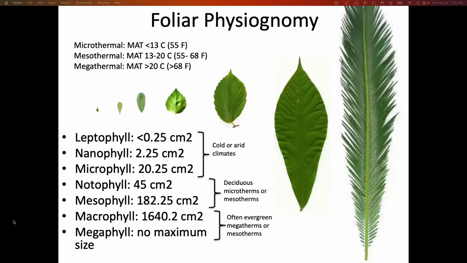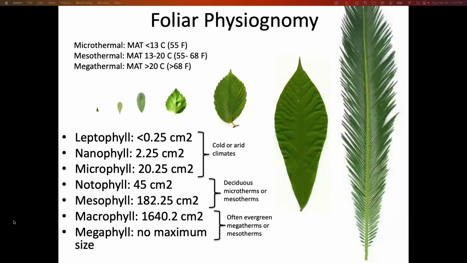Megaphylls are giant leaves like palm fronds and cycad fronds. Then we have macrophylls. And notice that, sure, there's a square centimeter area cutoff for these. That's just so we can quantify. Macrophylls would be like a magnolia leaf or a pawpaw leaf. These are like shady understory trees in deciduous forests. Okay? These are tropical forests.